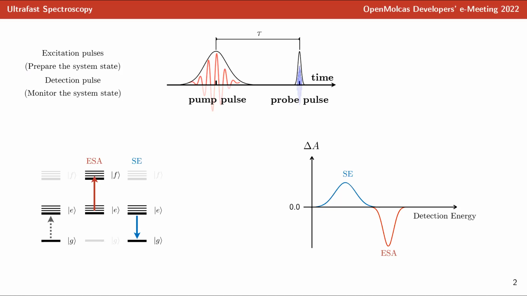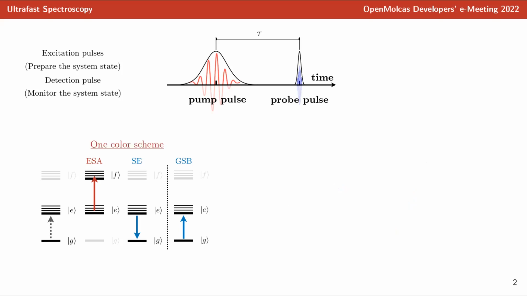Or the probe pulse can de-excite the excited state prepared by the pump, and in this case we are talking about stimulated emission. Or simply the probe pulse can interact with the fraction of molecules which is still in the ground state. In this case we are talking about ground state bleaching, and we also visualize it as a positive signal in the total signal. What I showed until now is commonly called the one color scheme.